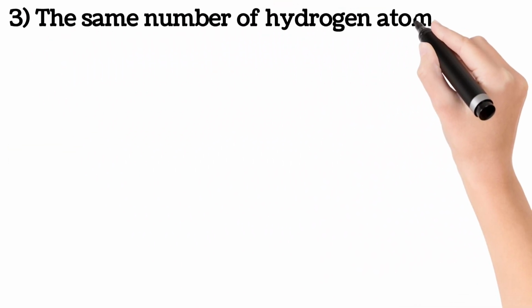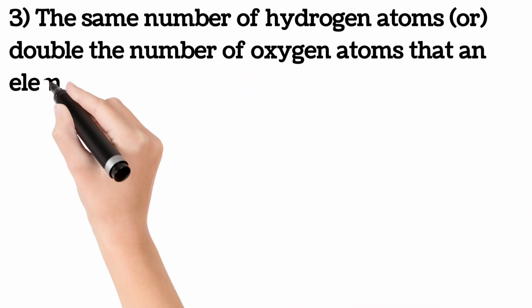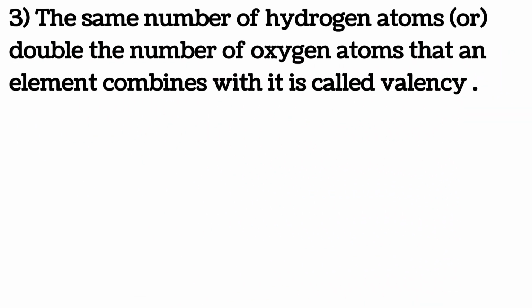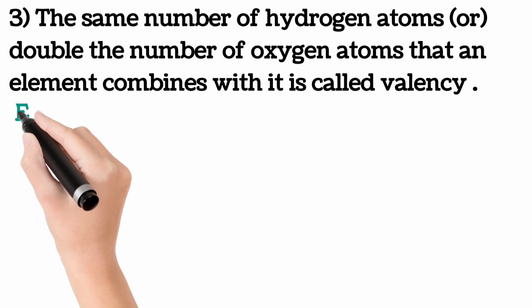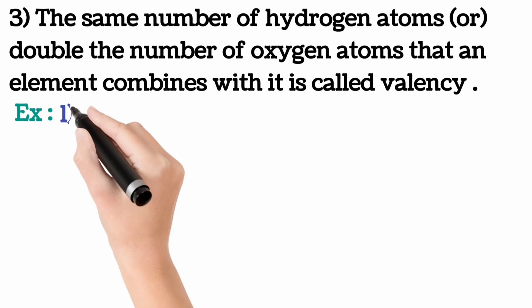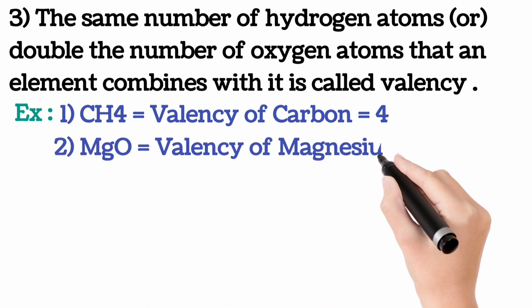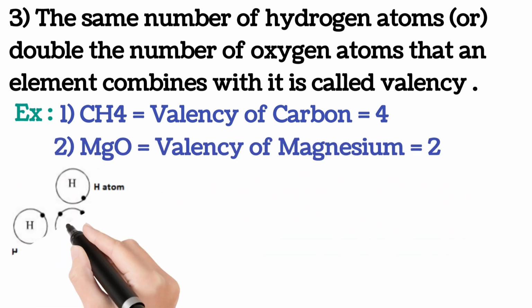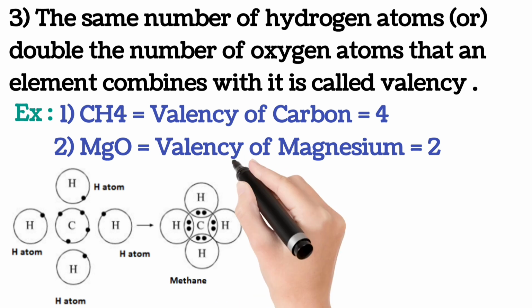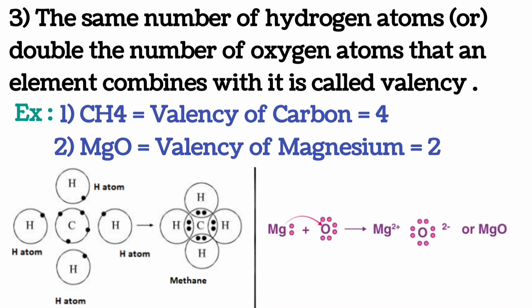Now, the third definition: the number of hydrogen atoms, or double the number of oxygen atoms, that an element combines with is called valency. For example, in methane, 4 hydrogens are combined with 1 carbon. So, the valency of carbon is 4. And in magnesium oxide, 1 oxygen combined with 1 magnesium atom. So, we have to double it.